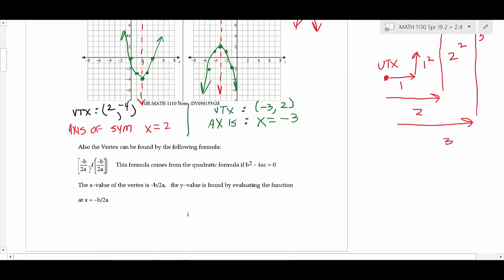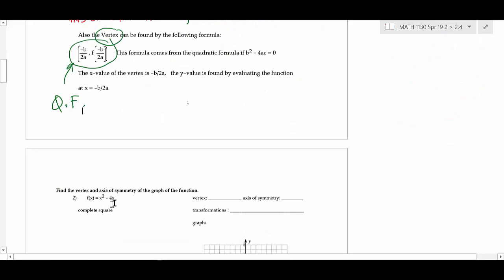We'll look at this a little bit later, but the vertex can be found 2 ways. You can either complete the square and put your quadratic in the vertex form, or you can use this formula, which I'll show you a little bit later in this handout here. Okay? I'm not going to do that yet, but that negative b over 2a, that just comes from the quadratic formula. Okay, you have all over 2a in that quadratic formula, so that's where that comes from.